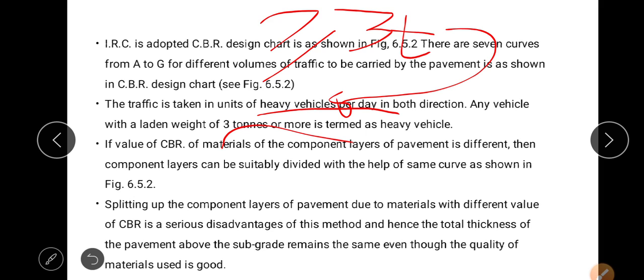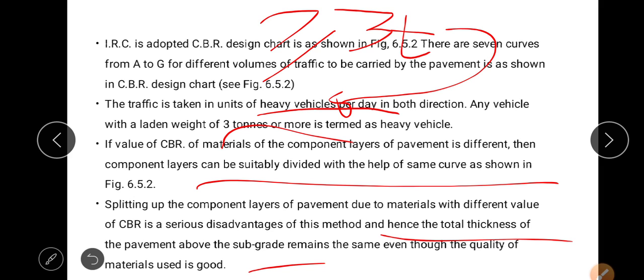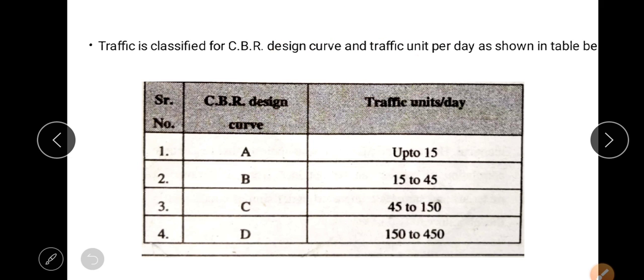If the value of CBR of the material of the component layers of the pavement is different, then the component layers can be suitably divided with the help of the same curve as shown in the figure. Splitting up the component layers of the pavement due to materials with different values of CBR is a serious disadvantage of this method, and hence the total thickness of the pavement above the subgrade remains the same even though the quality of materials used is good or moderate or bad. So irrespective of the intermediate layers in which the materials are used, irrespective of the quality of such materials, the total depth of the flexible pavement is entirely dependent on the CBR value of the soil subgrade. Hence that is the disadvantage, or limitation we can call.